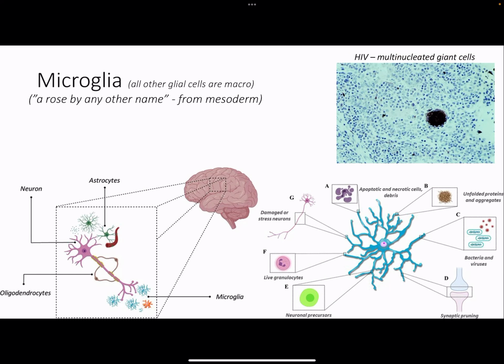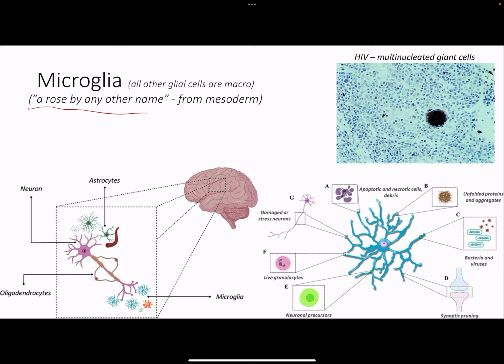Microglia, they're only micro. It's kind of funny because they're technically macrophages, right? So a rose by any other name. Macrophages in bone are osteoclasts. Macrophages in liver are Kupffer cells. Langerhans cells in the skin, right? And so macrophages in the brain are all just microglia. So it's kind of funny that a macrophage is actually a microglia.